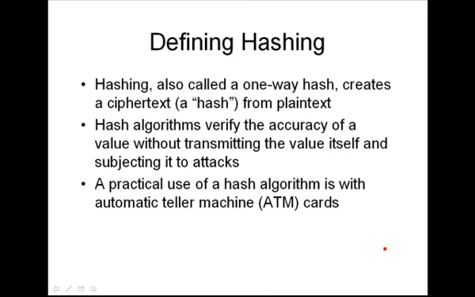Let's get some definitions. Hashing, also called a one-way hash, creates a ciphertext, and we usually refer to this as a hash from some plain text. And again, it doesn't have to be text. It could be any sort of digital information. Hash algorithms are used to verify the accuracy of a value without transmitting the value itself, and therefore subjecting it to attacks, and we're going to look at some examples of this.